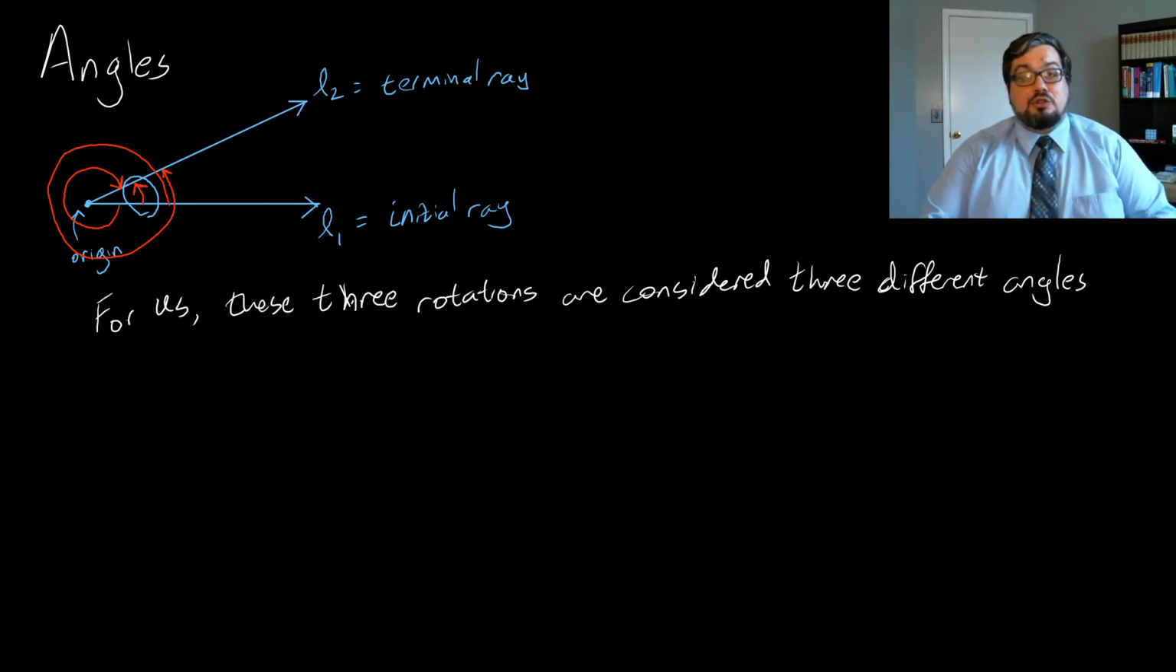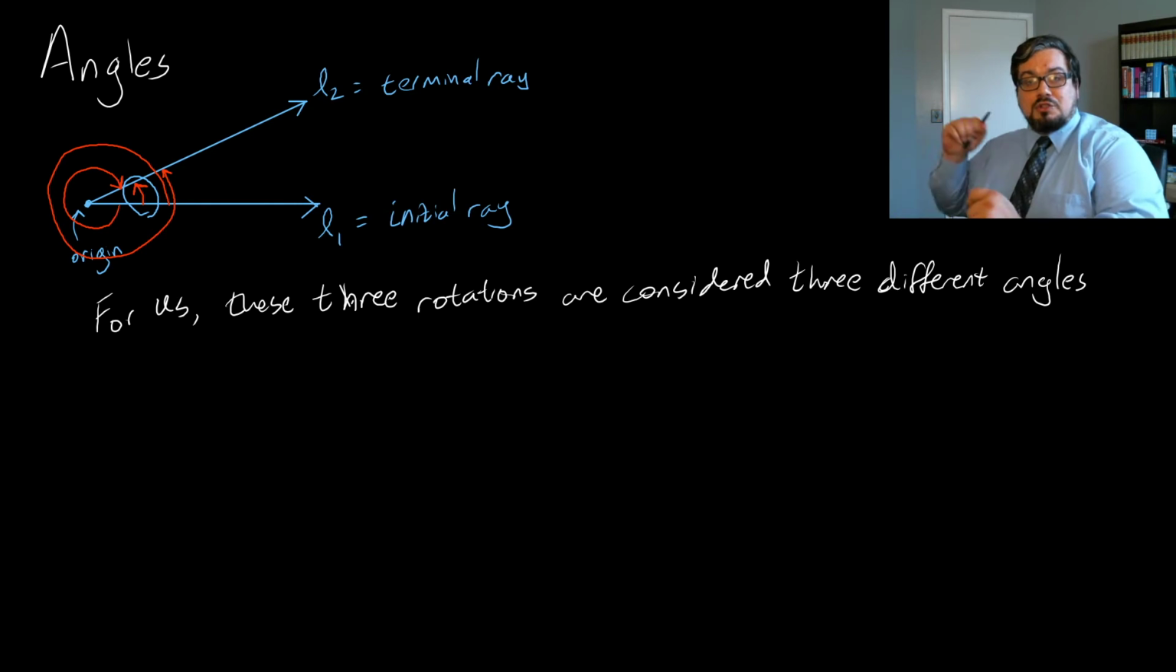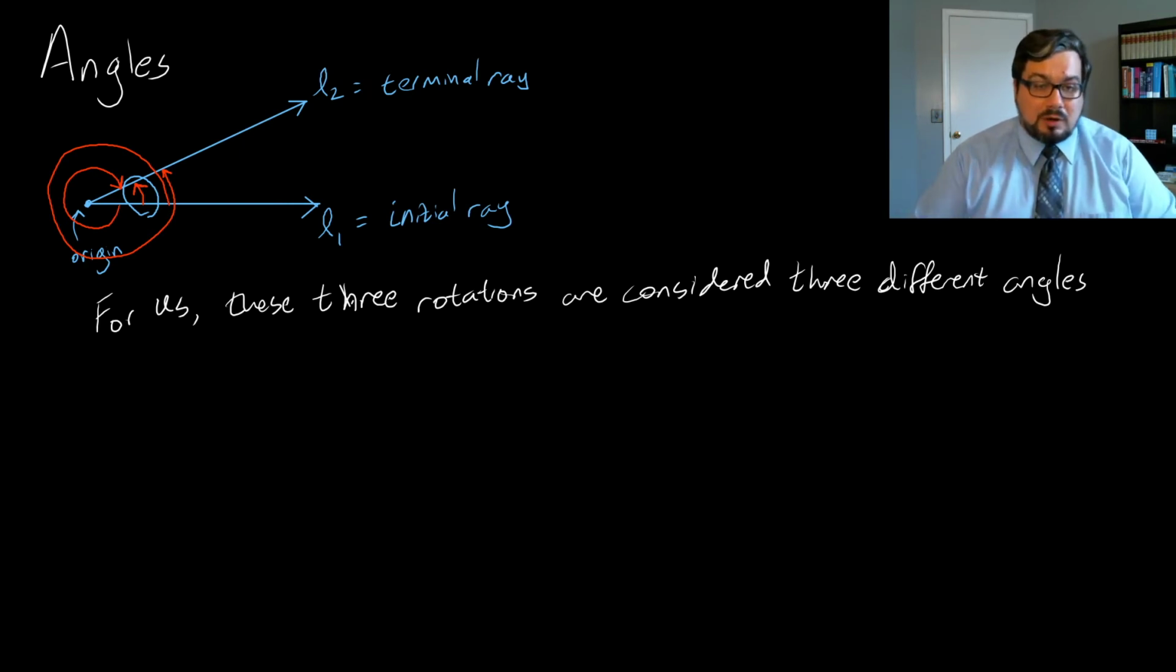Or we could turn to the right and spin almost all the way around to get to L2, or we could spin entirely around and a little bit more to start from looking at the direction of L1 to look in the direction of L2. And those are three different angles because they're three different sets of rotation, but they all wind up giving us the same direction. We wind up starting and ending at the same point, and so we want to give those a name.